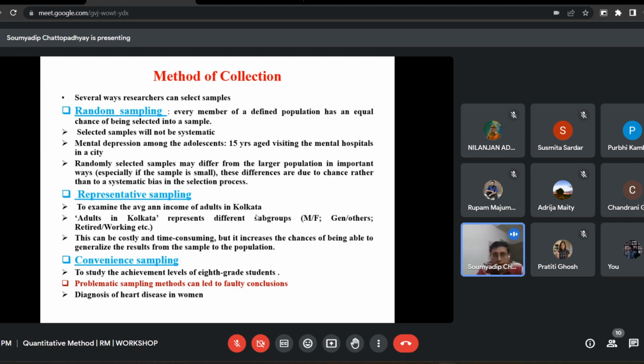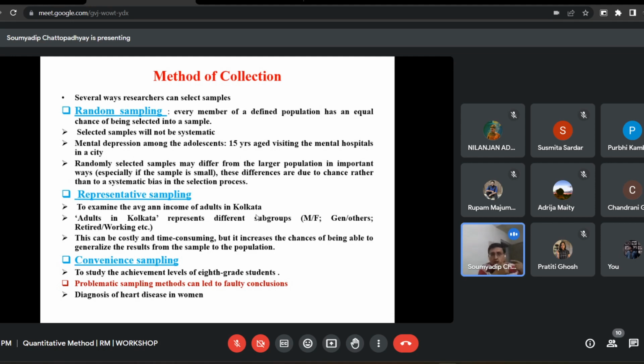One is, of course, as you know, the random sampling. By this particular concept of random, when we consider random in statistics, then random means which is not purely haphazard. Because in statistical sense, random sampling means every member of a defined population has an equal chance of being selected into a particular sample. And in that case, that selected sample will not be systematic.